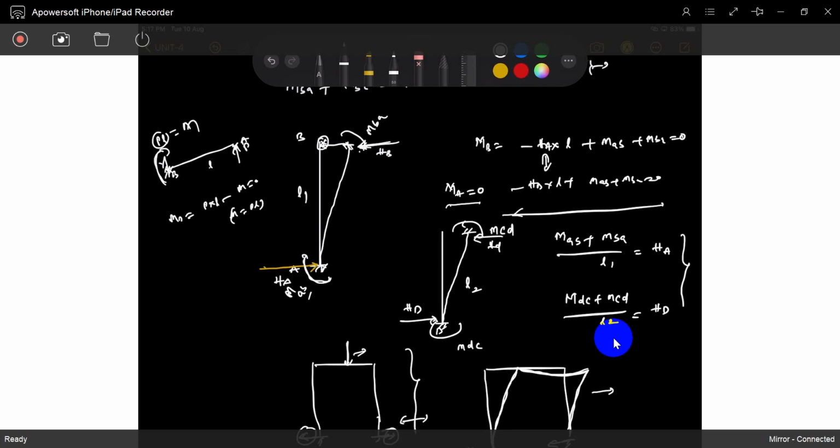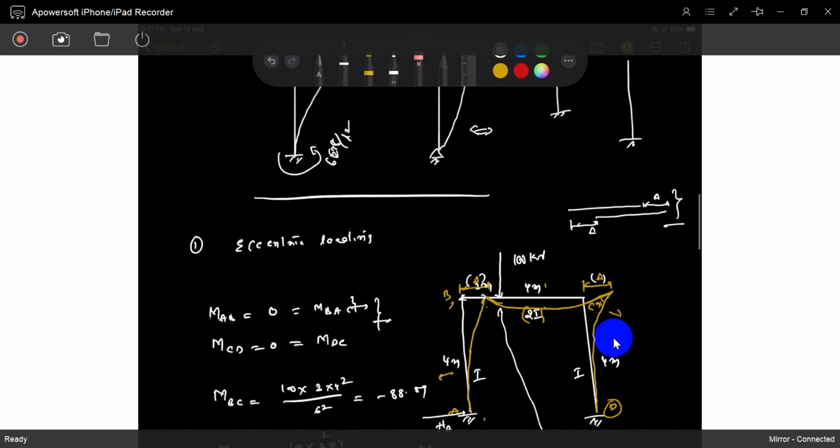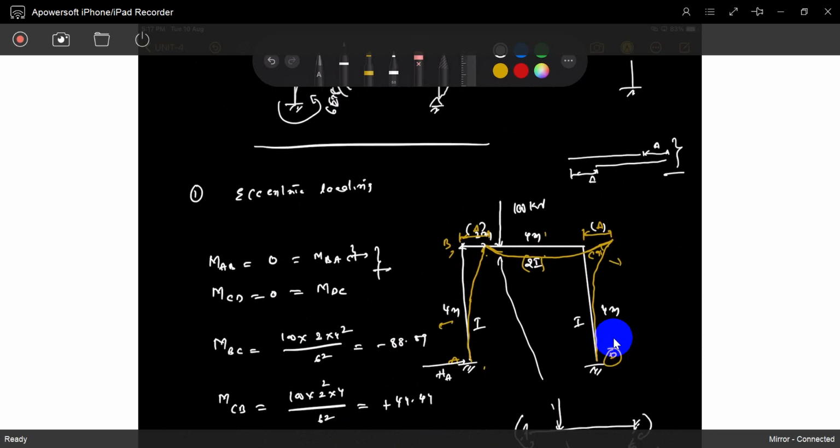That's it. These are the two equations we get. If you observe, we have HA and HD, two horizontal forces. But if you see the other picture, there is no horizontal force in the structure.